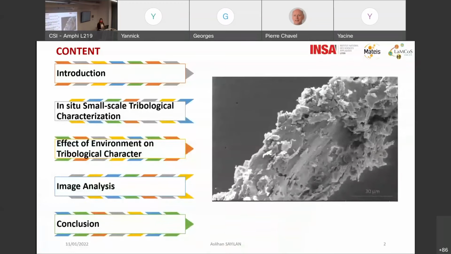So today I'm going to introduce the objective of my project, then I will explain how we are doing the in situ small-scale tribological characterization, how we are analyzing the effect of environment onto the tribological behavior of materials, and how we are doing the image analysis. Then I will conclude it.